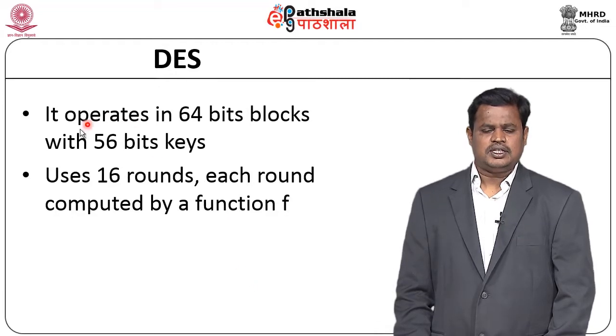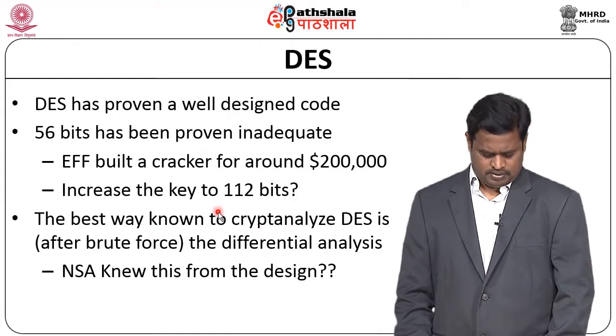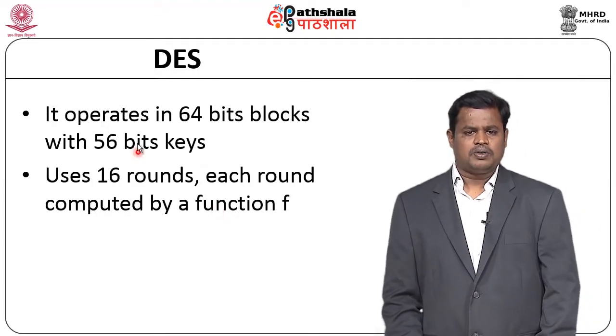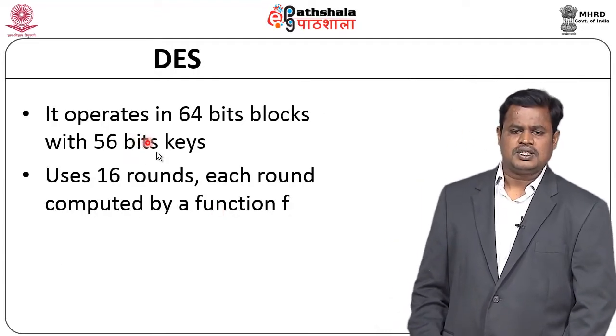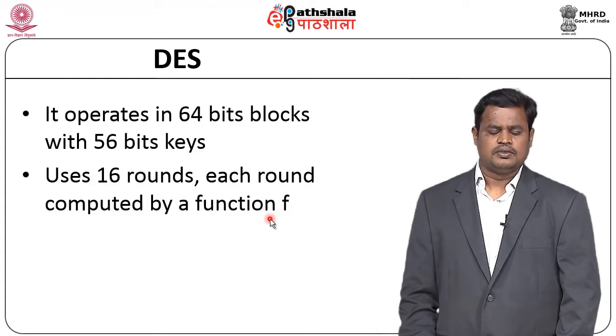So, DES operates on a 64 bit block with 56 bit keys and uses 16 rounds, each computed by a function f. Apart from this information, we already know about this algorithm. This algorithm uses a 64 bit block with a 56 bit key, and it has 16 rounds, each round computed by a function f. This is our overall idea of the DES algorithm.